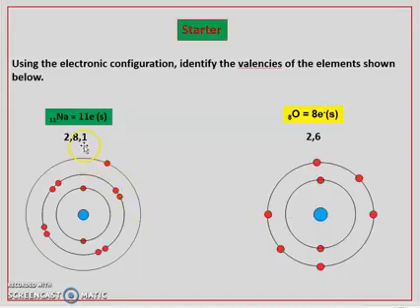If you look at the configuration, sodium has one electron at the outermost shell. So to have an octet structure, sodium will lose one electron. So the valency of sodium is 1. And oxygen, to have an octet structure, will gain 2 electrons. So the valency of oxygen here is 2. So I believe you have the knowledge of valence, because that will help you in the oxidation states we are going to discuss.